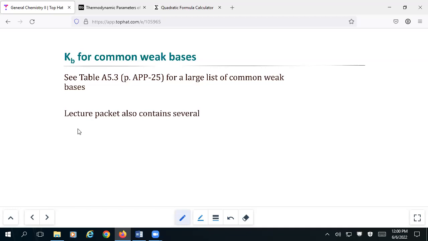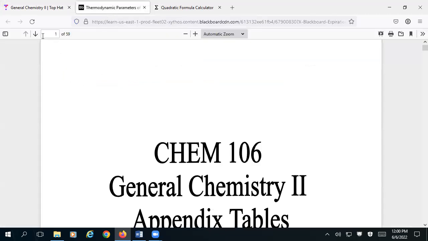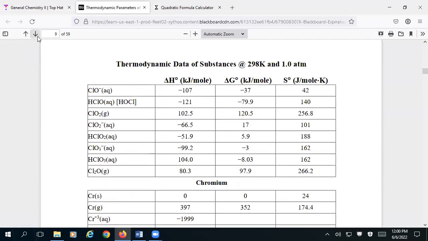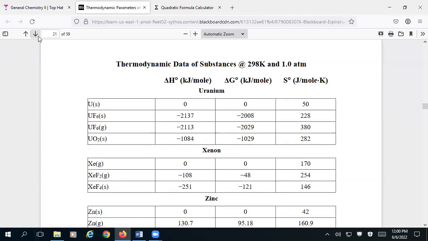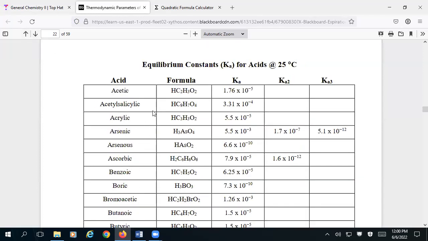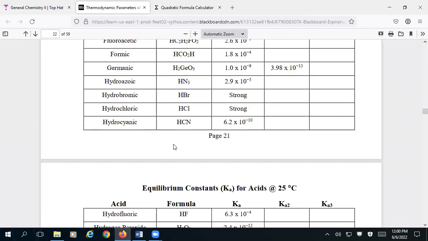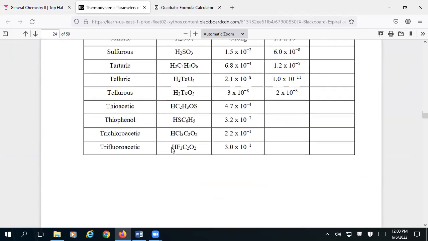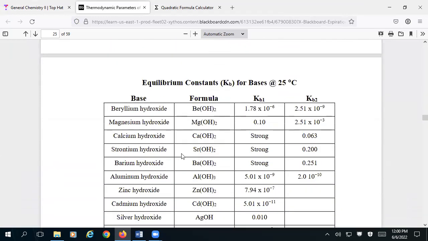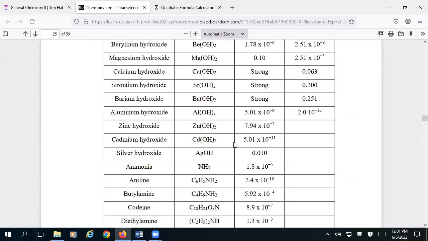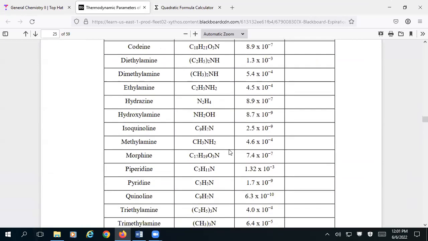Similar to what we had with Kas, there is a table of Kb values. You can find it in your appendix tables. You can also find it here in the lecture packet. If you go past all of this thermodynamic data, what you'll see is starting here on page 22 of this document, here are all of your Ka values for all of your different acids. And then here are your Kb values for all of your different bases.